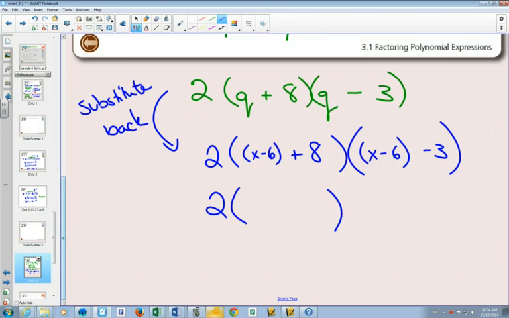If I look inside the first set of brackets, can I simplify anything in there? Are there any like terms? Minus 6 and 8 will leave me with x plus 2. Minus 6 and minus 3 will leave me with x minus 9. And now we factored it completely.